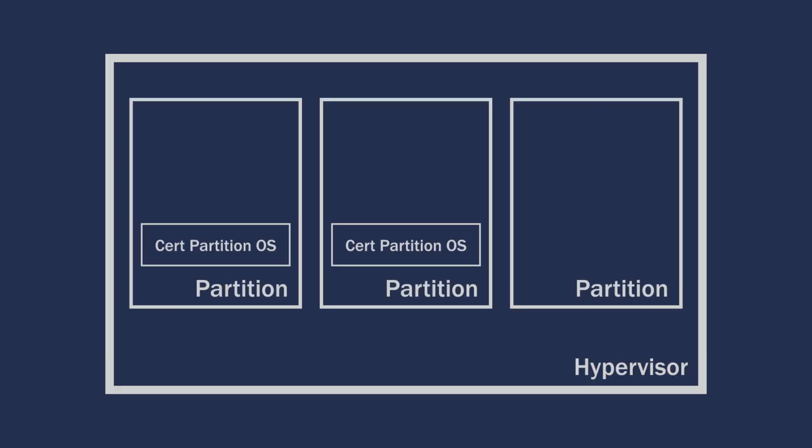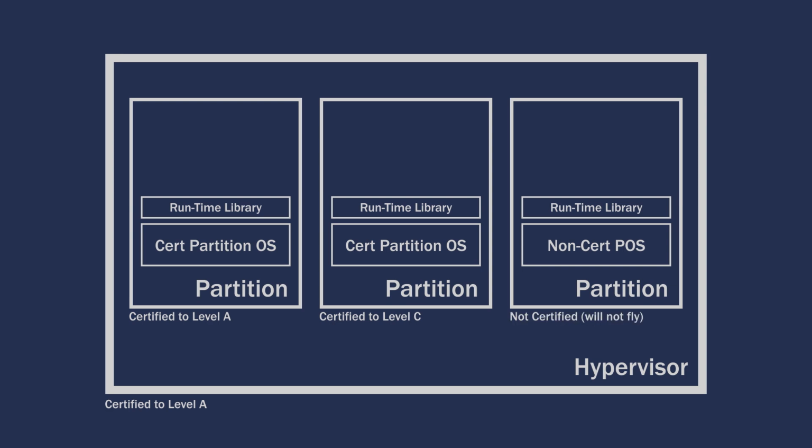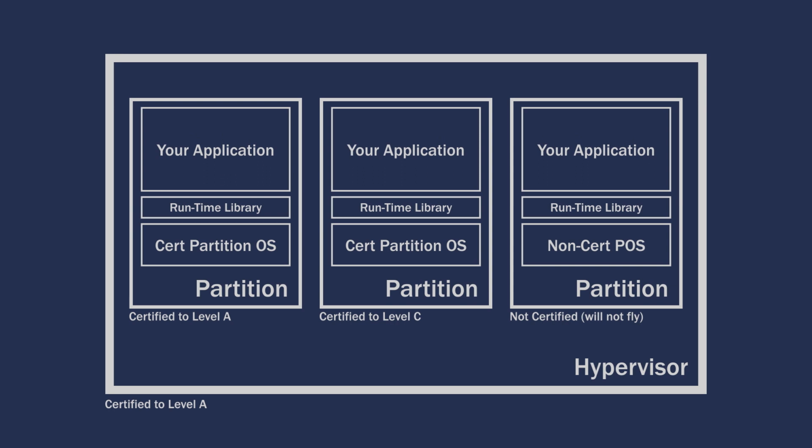VxWorks 653 provides components that are certifiable to DO-178C Level A. This includes a hypervisor, the certifiable partition OS, and C runtime libraries. Each partition will be certified to whatever level is required for its application. There's also an alternative non-cert partition type available that you can use to ease development. Again, the CPU time and memory used by any partition is guaranteed to not interfere with the operation of any other partition.